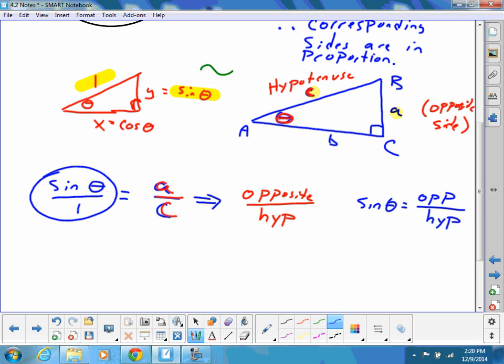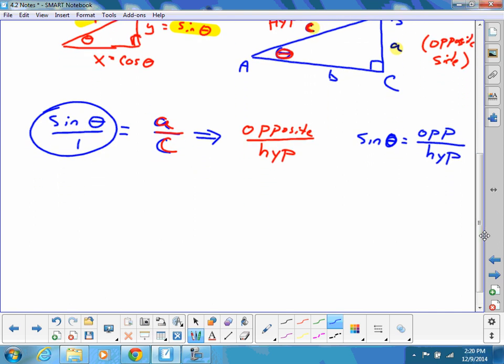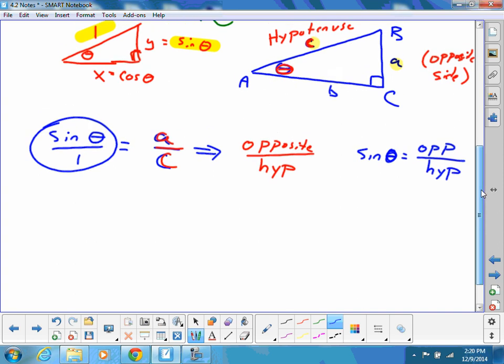Oh wait, I've heard that before from geometry. Oh yeah, that's pretty cool. So what you're saying is that sine theta equals opposite over hypotenuse just comes from similar triangles. That's exactly what I'm saying. It's just an application of unit circles. Hey, I wonder if that works for the cosine.